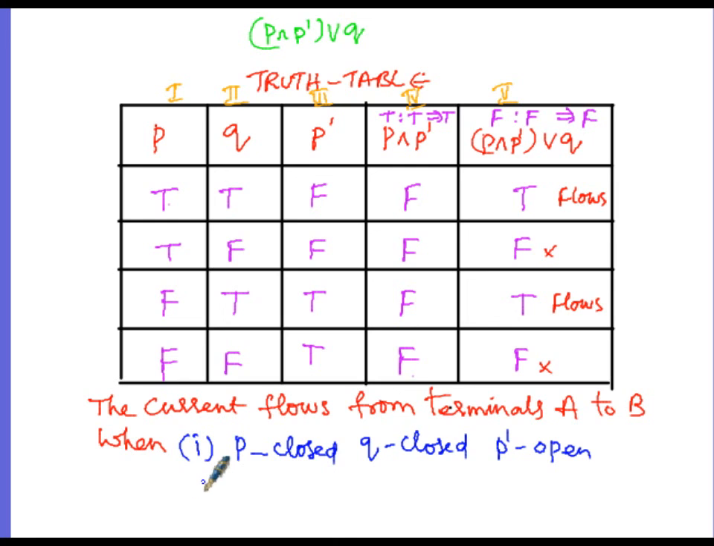And in the third case the current also flows. Here the switch P is F, and F indicates it is open, so P must be open, and the remaining two switches, Q and P dash, must be T, that is closed. So Q must be closed and P dash also must be closed. So in these two cases the current flows from terminal A to B.